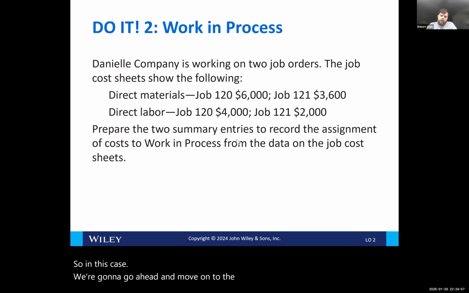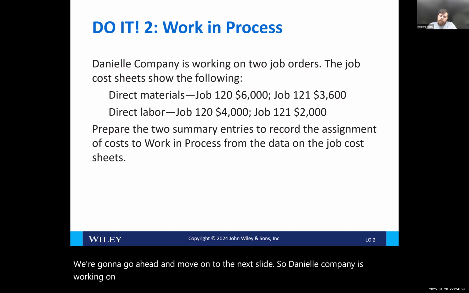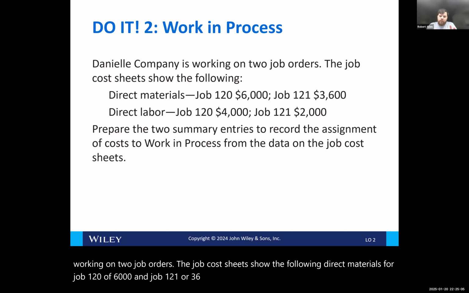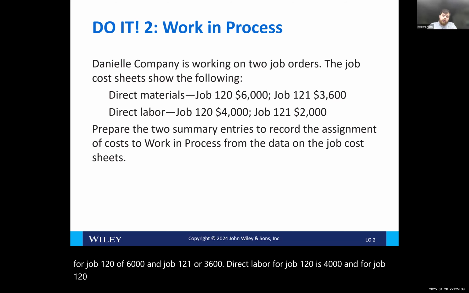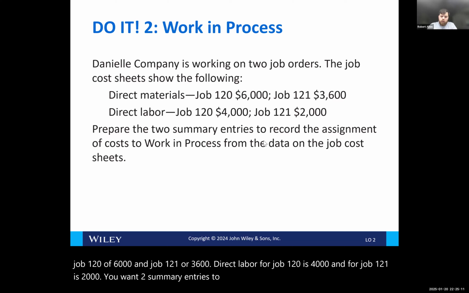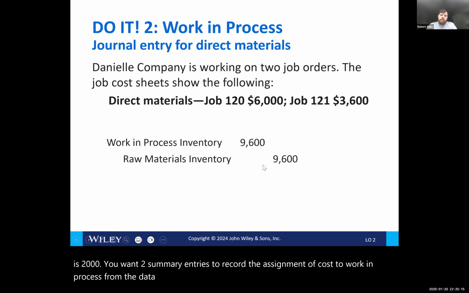So Danielle Company is working on 2 job orders. The job cost sheets show the following. We've got direct materials for job 120 of 6,000 and job 121 of 3,600. Direct labor for job 120 is 4,000 and for job 121 is 2,000. They want 2 summary entries to record the assignment of cost to work in process from the data on the job cost sheets. So for the first job, we've got direct materials.